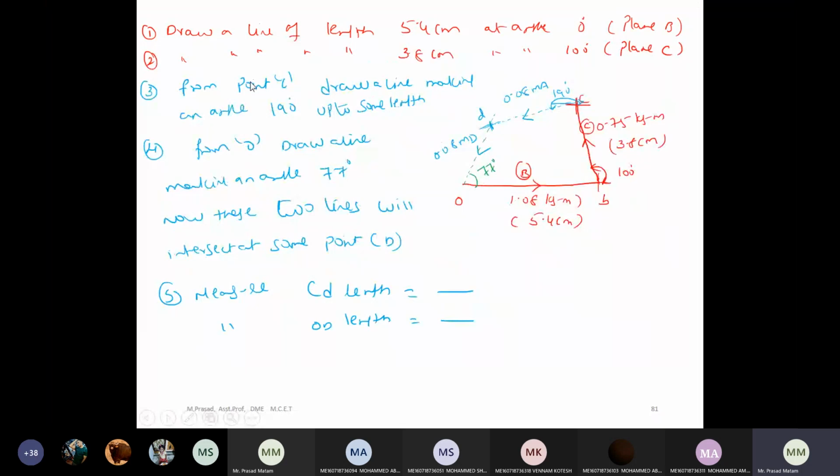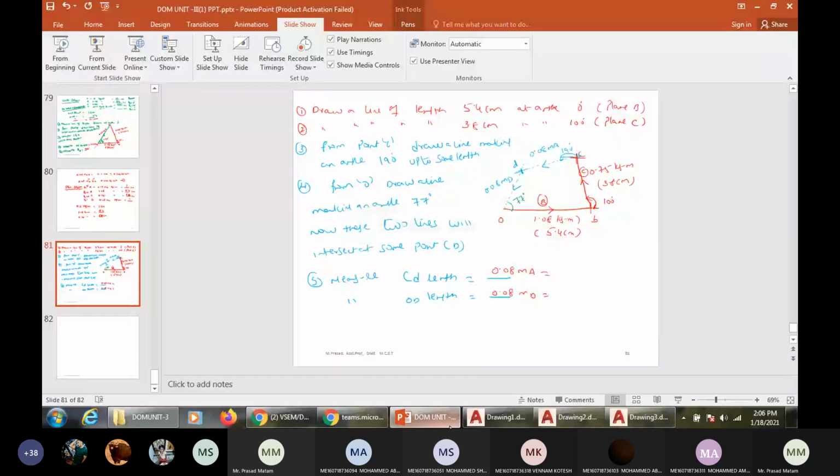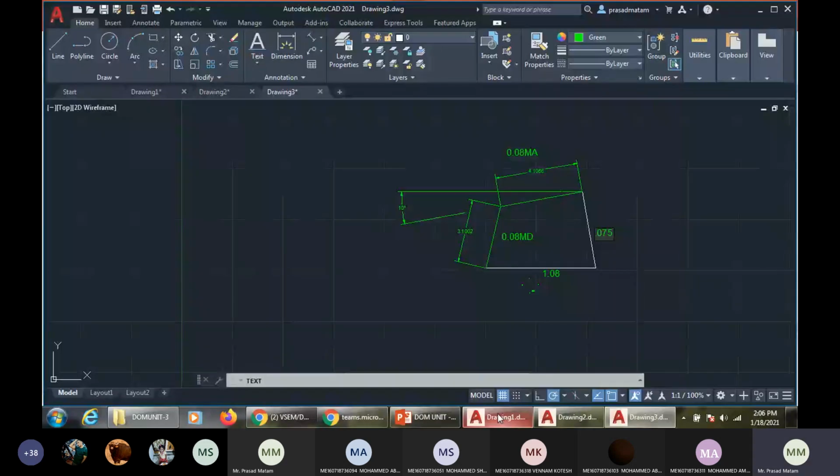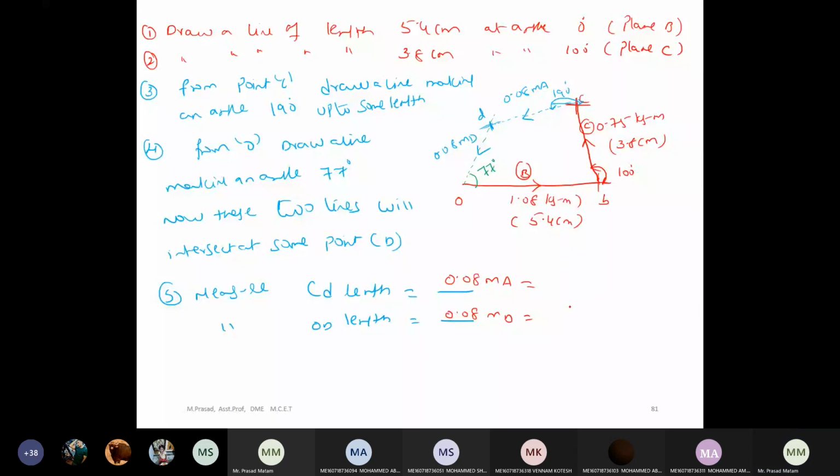This is for plane D, this is for 0.08 MA. This is for 0.08 MD. What is this length I am getting here? MD 3.1, MA 4.1. MD gives 3.1 centimeter, and this is giving 4.1 centimeter. Now convert this in terms of kg meter square.